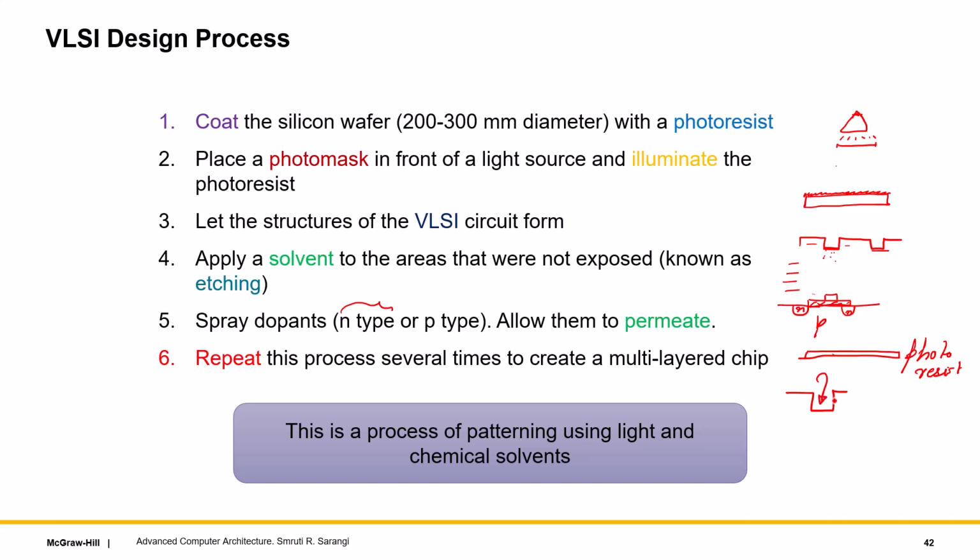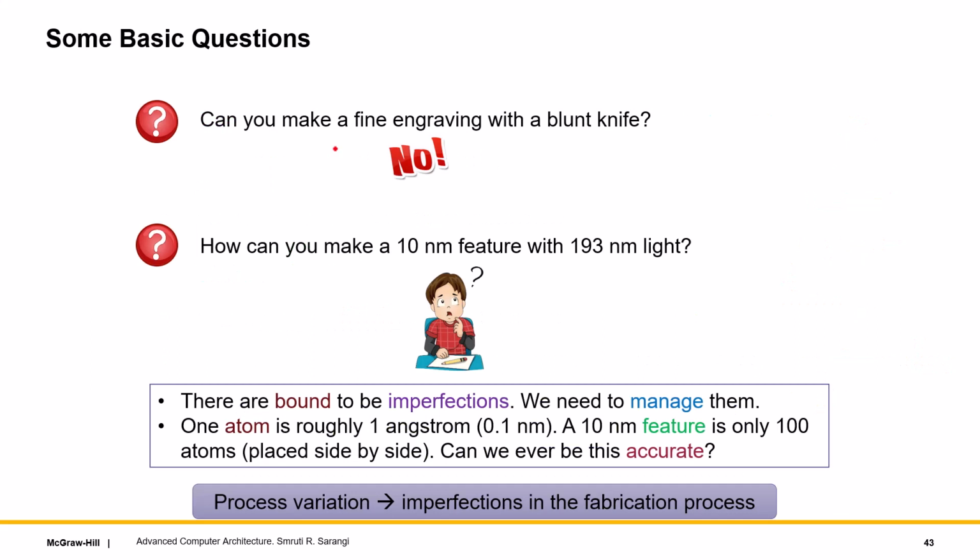What can be accumulated could be a dopant, or a metal, or silicon dioxide. It depends on what exactly we want to create. So the question is that we are essentially engraving the surface of the die, with the photoresist on top of it. We are creating a very fine engraving, in the sense we want to create very, very thin lines, and these lines are essentially a couple of nanometers wide. So can such a fine engraving be done with a blunt knife?